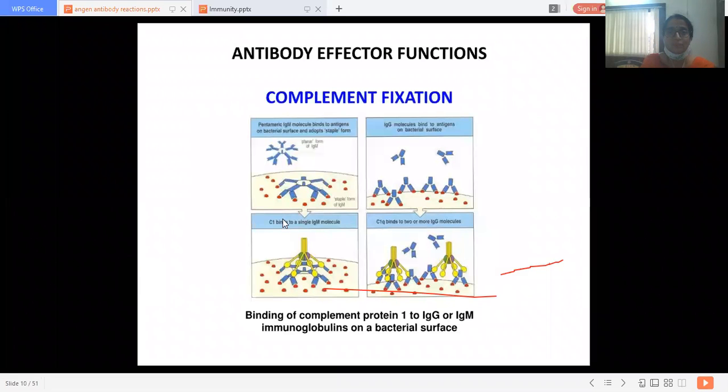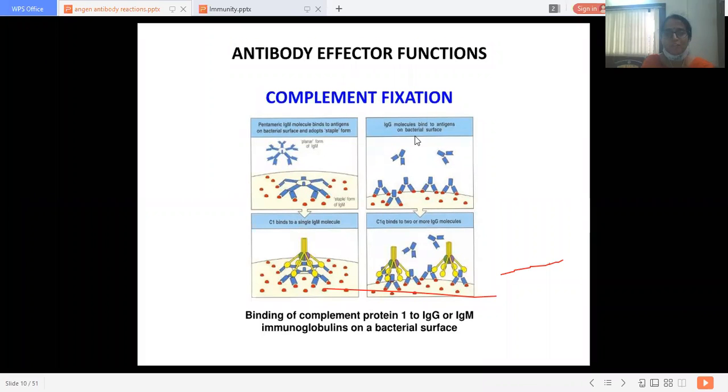Here a comparison is given between IgM molecules and IgG molecules. What happens in the IgM molecule? C1 binds to a single IgM molecule. You can see the binding in this particular complement fixation. C1 binds to a single IgM molecule, and here, IgG molecules.